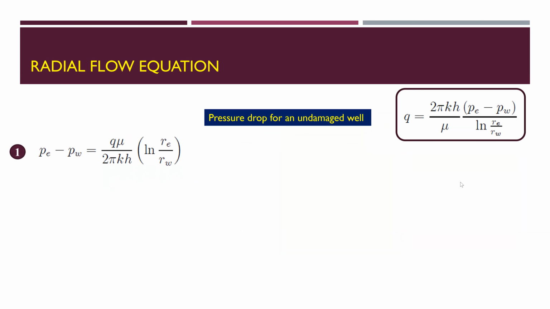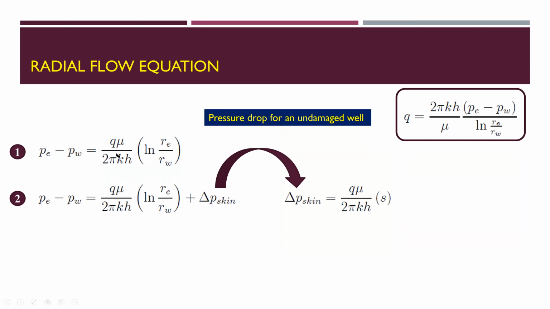How can we estimate this skin? We always start from the Darcy equation, and just rewrite it in this form. Take this pressure difference to the left hand and consider the right hand now. This skin has been identified as an additional pressure drop. That means if p_e minus p_w is the total pressure drop, then delta p due to skin has to be taken into consideration. Delta p due to skin should be part of the equation.